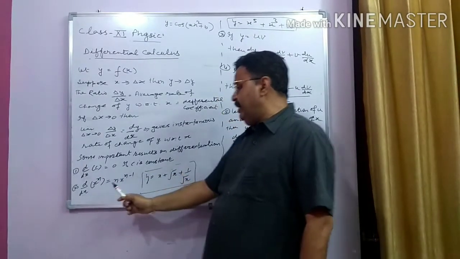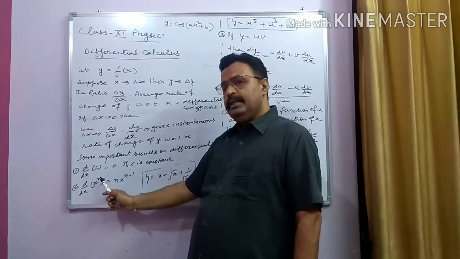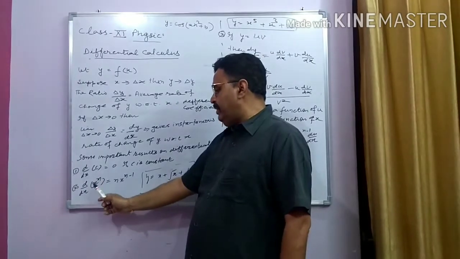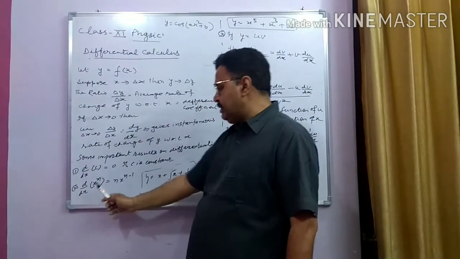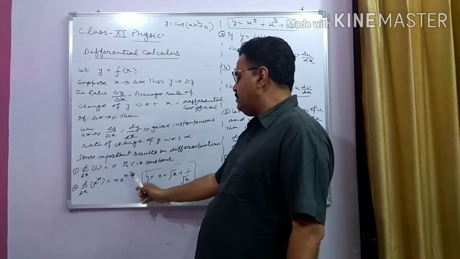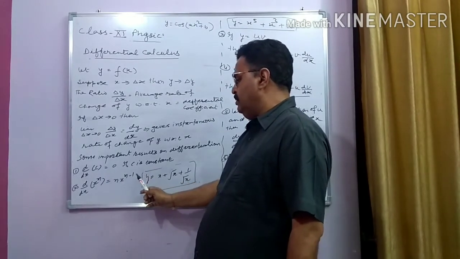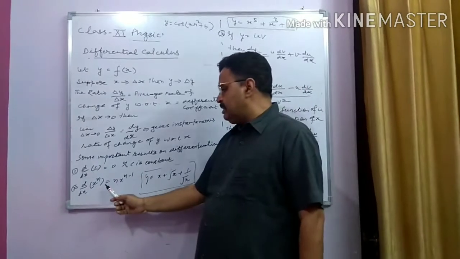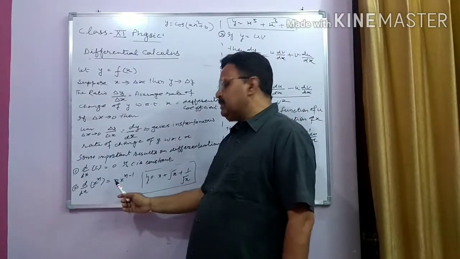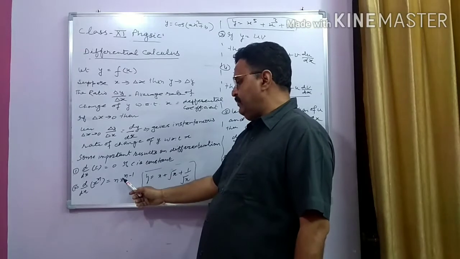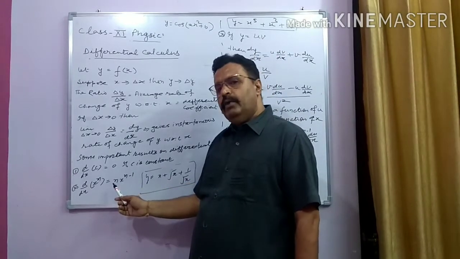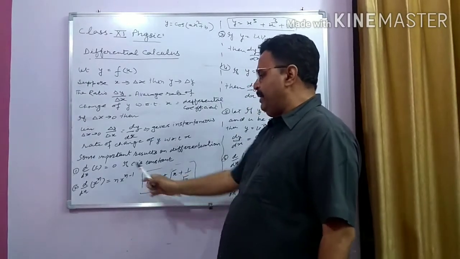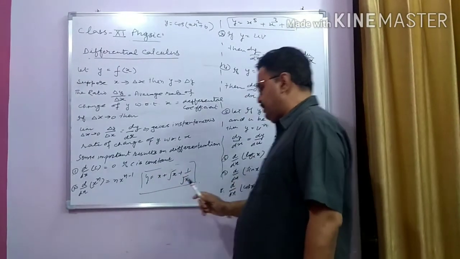Again, suppose you are given x raised to power n. This is a variable x raised to power n. Then the change in x raised to power n with respect to dx can be taken as n x raised to power n minus 1. This is the expression we mostly use for describing motion along a straight line. We'll use this expression again and again to find velocity, acceleration, etc. in kinematics. So this is an important expression.